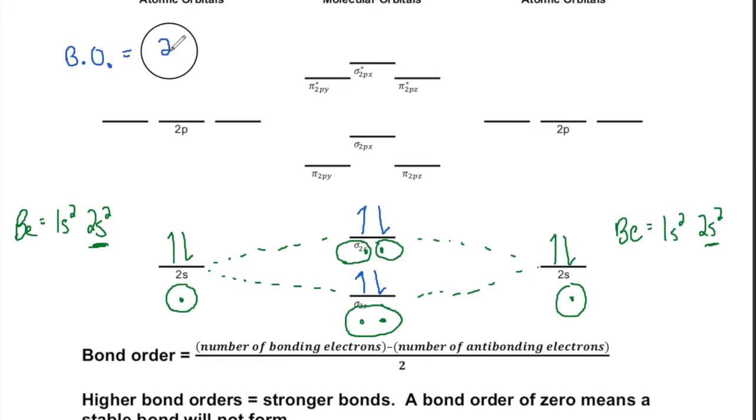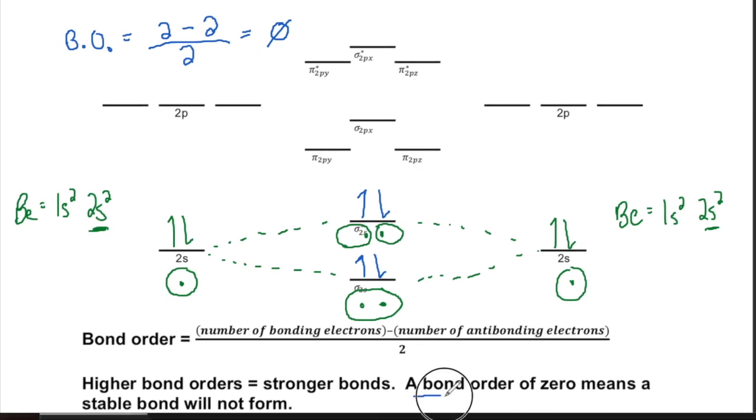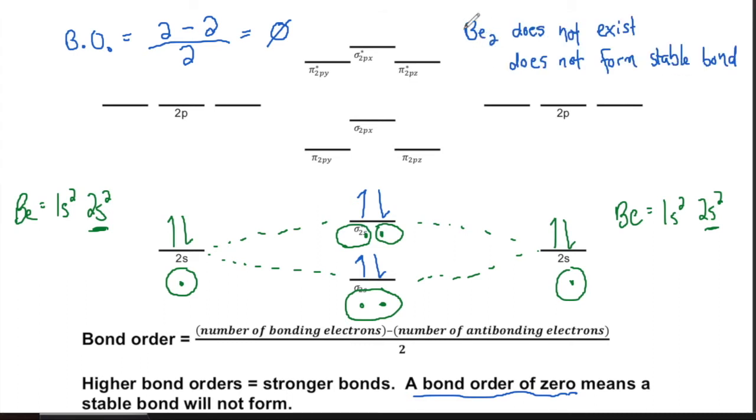So in this case, we have 2 bonding electrons. We're going to subtract the 2 anti-bonding electrons and then divide the whole thing by 2, and that would come out to be 0. So these bonding electrons are sort of canceled out by these anti-bonding electrons. So if we have a bond order of 0, then that means that a stable bond cannot form. So beryllium-2 is not a realistic compound. So beryllium does not exist as a diatomic molecule because beryllium-2 does not form a stable bond.